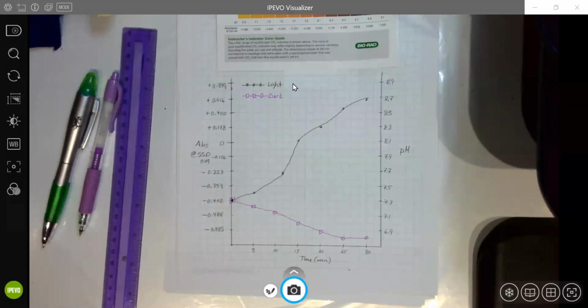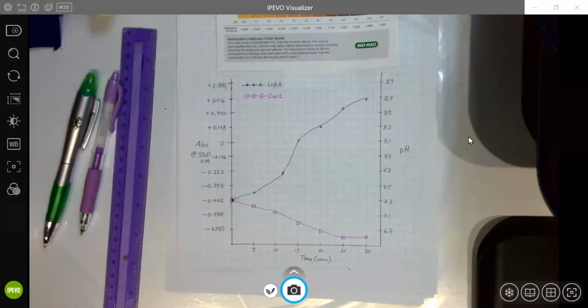Everyone, I got a couple emails from people who were a little confused on how to set up the graph for the photosynthesis and cellular respiration lab. So I thought I'd record a short video for you explaining this kind of graph and how to set it up.